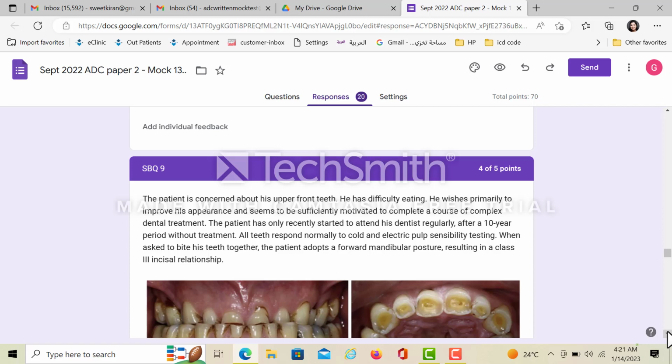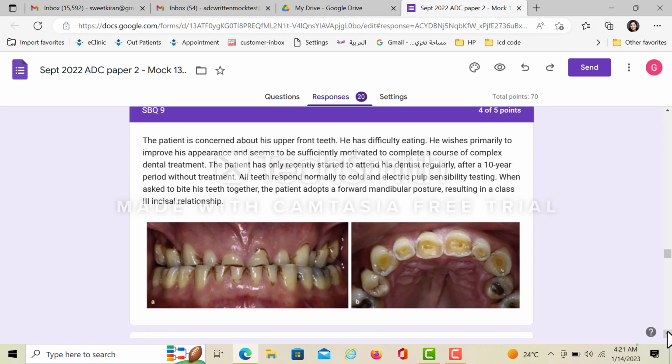Now, SBQ9. The patient is concerned about his upper front teeth. He has difficulty eating. He wishes primarily to improve his appearance and seems to be sufficiently motivated to complete a course of complex dental treatment. Great. The patient has only recently started to attend his dentist regularly after a 10-year period without any treatment. All teeth respond normally to cold and electric pulse sensibility testing, meaning the vitality testing has been done and all the teeth are normal.